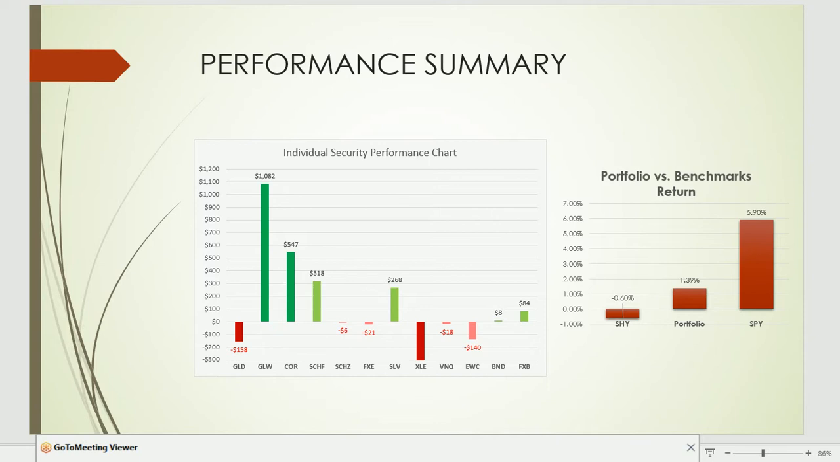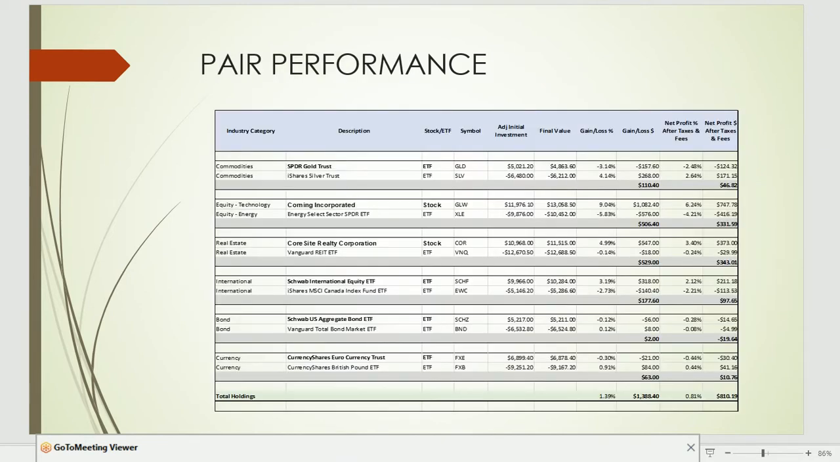This chart on the right shows how my portfolio performed versus the risk-free rate, which is represented by SHV, and the S&P 500, represented by SPY. So as you can see, my portfolio finished somewhere in the middle of these two returns. It performed better than the risk-free rate, but didn't perform quite as well as the S&P 500 index.